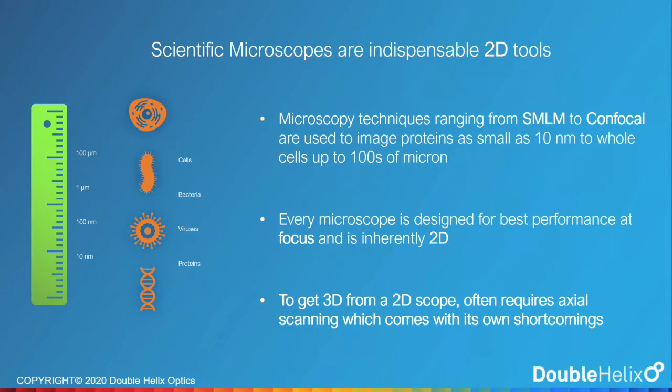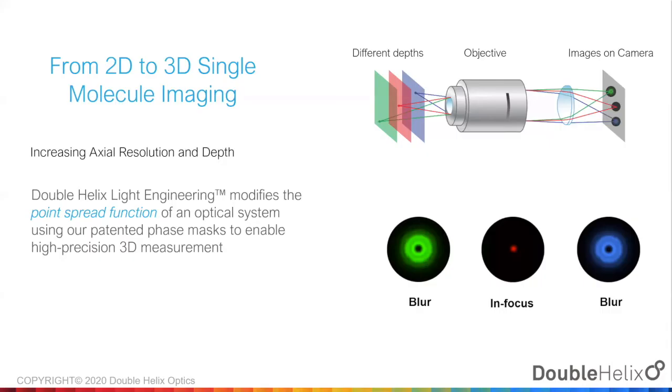One common method of getting 3D information is axial scanning, but that can be impractical for single molecule imaging or tracking. And also when practical, the limited depth of field of 2D microscopes requires finer axial scanning steps, making the process extremely slow. To better understand the limitations of a standard microscope, let's consider an example of three molecules at three different depths. The molecule on the pink plane is in focus, whereas the ones on the green and blue planes are above and below the focal region.